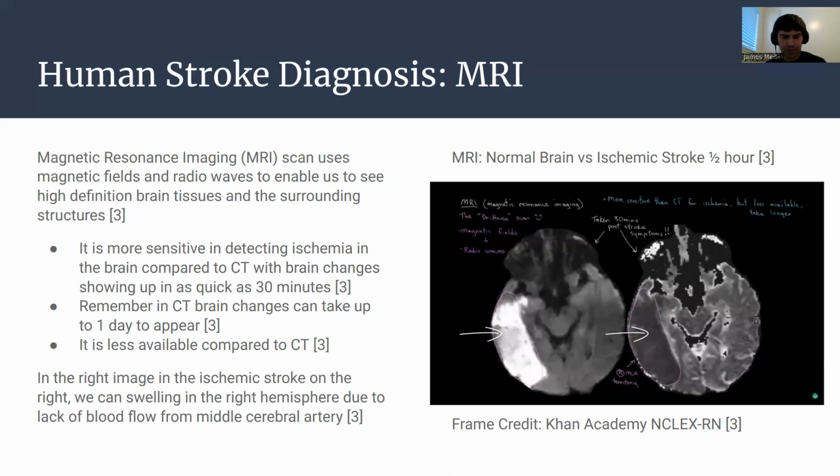One of the hardships with the MRI approach is they're typically less available. So doctors will typically have the patient go through a CT scan. And then as we can see in the MRI scan in this right frame, here's a normal brain and here's the ischemic stroke-suffered brain. Within 30 minutes, the brain changes show up. So we have this swelling again in the middle cerebral artery territory, and then this light area is actually the normal.